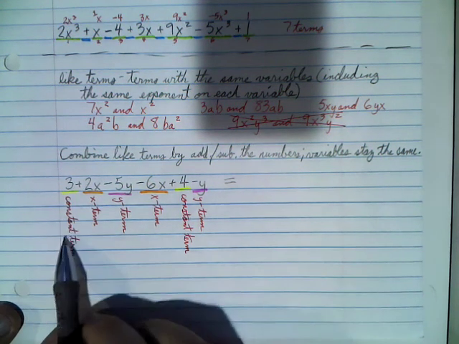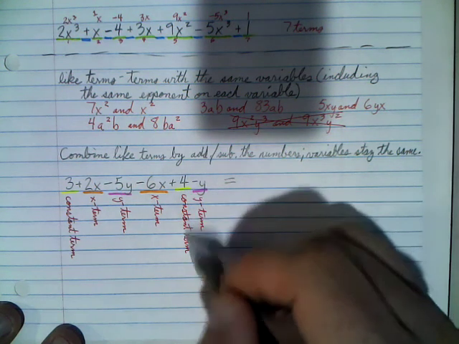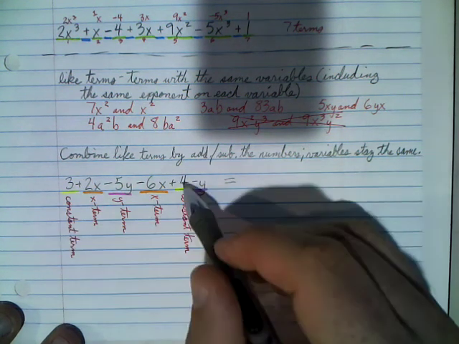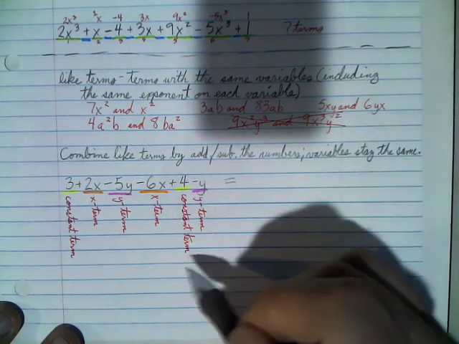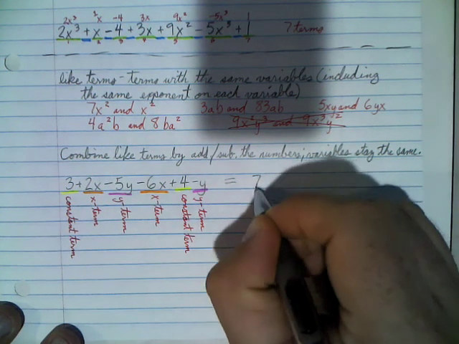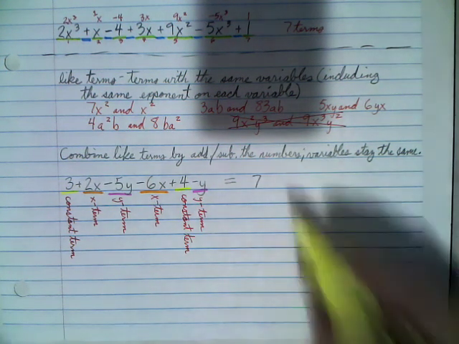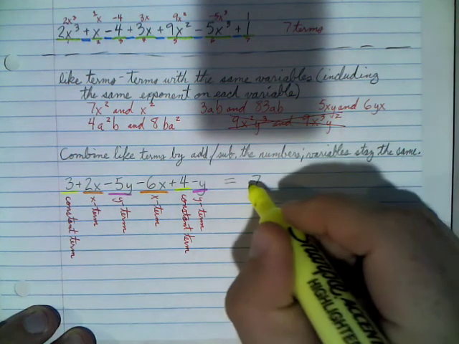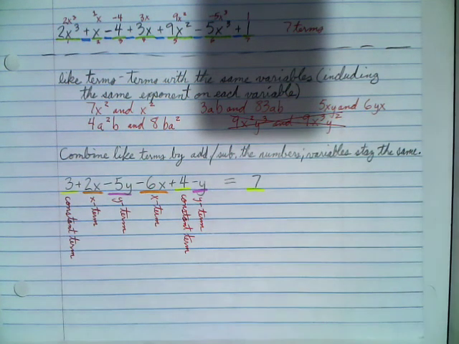So let's go ahead and start adding things up. First I have a constant term, and I have another constant term. So this is a positive 3 and a positive 4. Positive 3 plus positive 4 makes a positive 7. And so you'll notice that my constant terms add up to make a new constant term.